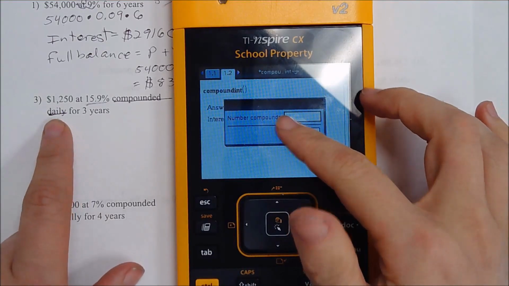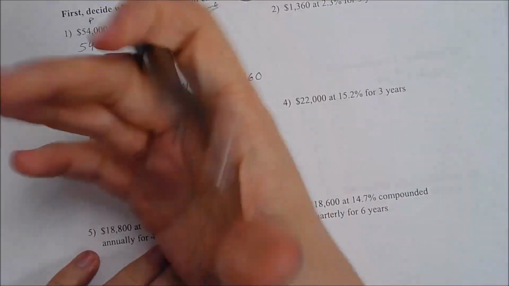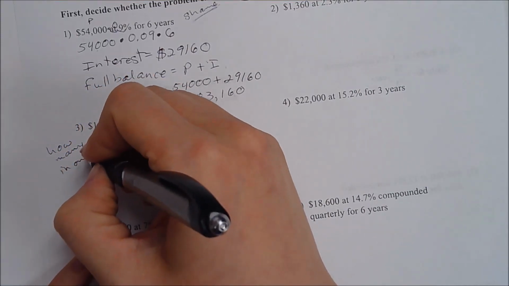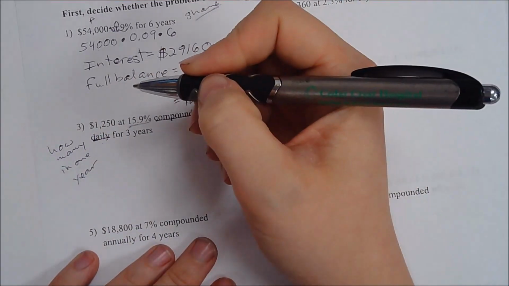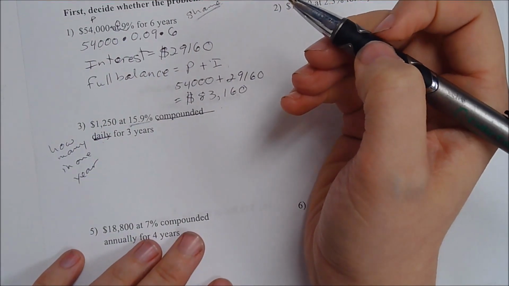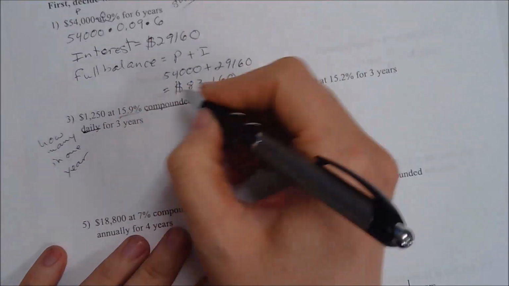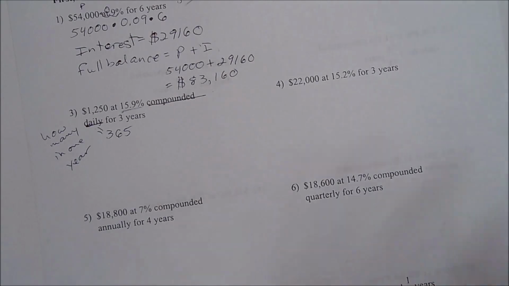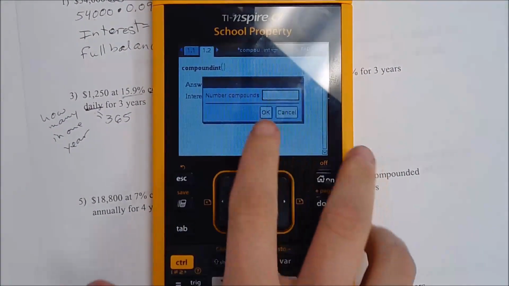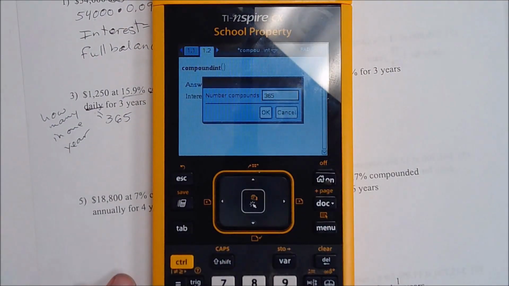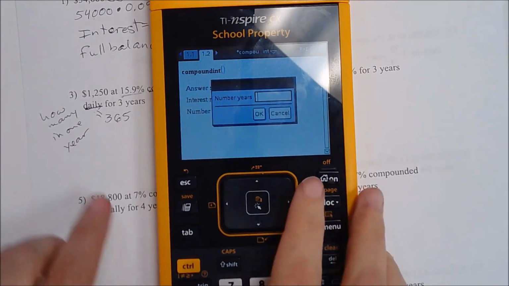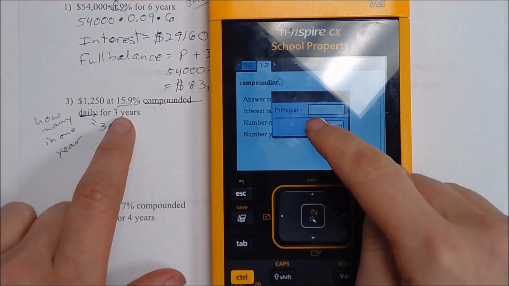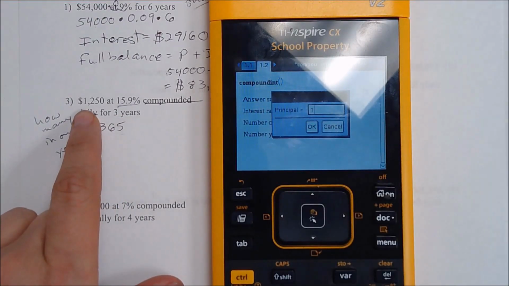This is daily. So think to yourself, how many days in a year? So typically, most years, there are 365 days in a year. So compounded daily means that there are 365 compounding periods in a year. So put 365, press enter. The number of years, we have 3 years. And then our principal that we started with was 1,250.